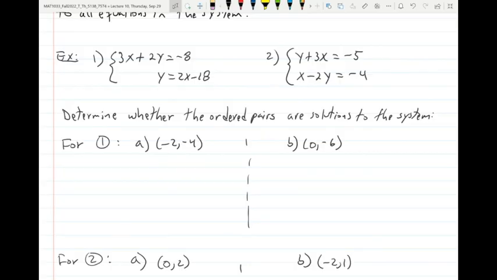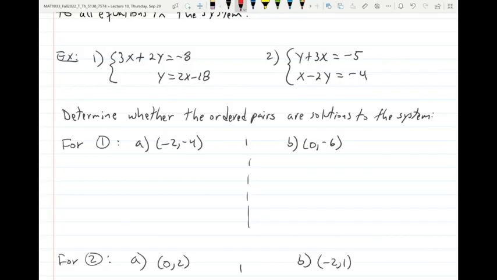By the way, if you put in the first one and it doesn't work, do you really need to check the second one? No, because you need it to work for both. If it doesn't work at the beginning, then that's it. You stop. Only if it works for the first one, then you move to the next one and check. Okay? All right, let's see.